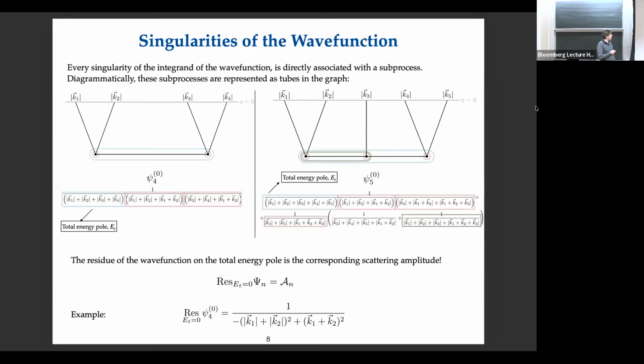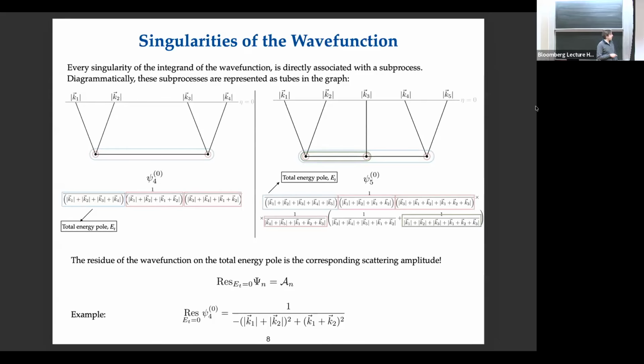And then you have two more subgraphs, which are these 3-point processes. For example, for this one, you have K1 plus K2 plus mod K1 plus K2 here, so it's the exchange momentum. And like this, you can identify all the poles in your rational function.